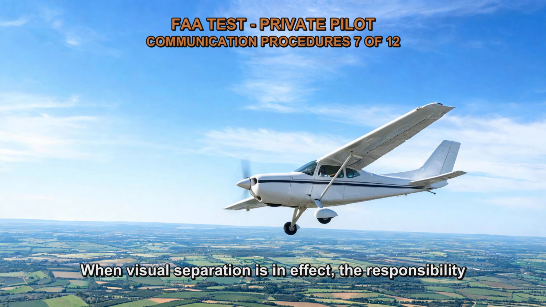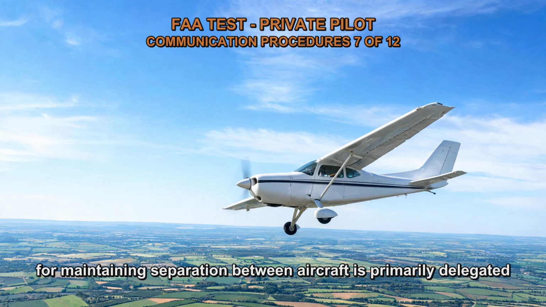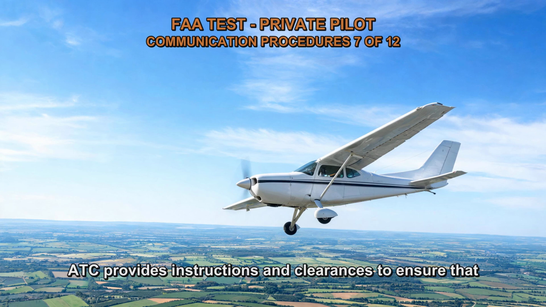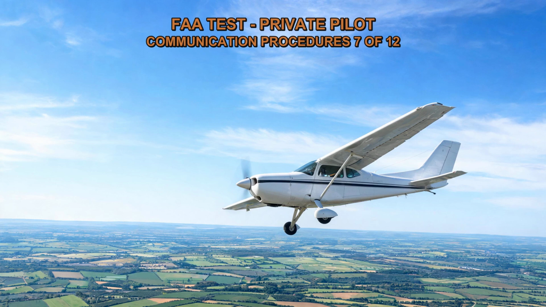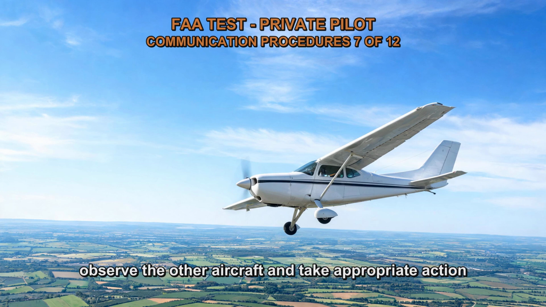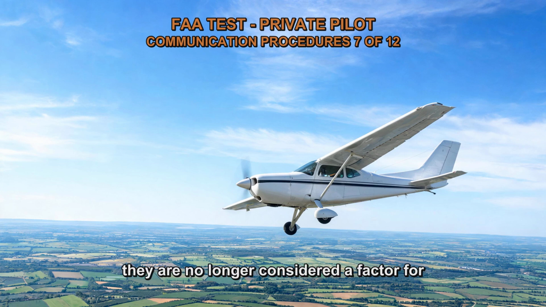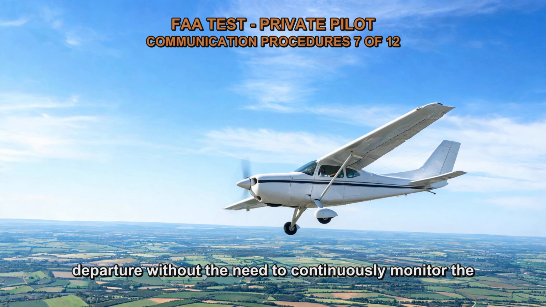When visual separation is in effect, the responsibility for maintaining separation between aircraft is primarily delegated to the pilots. ATC provides instructions and clearances to ensure that aircraft maintain a safe distance from each other, but it is the pilot's responsibility to visually observe the other aircraft and take appropriate action if necessary. Once the other aircraft turns away or is on a diverging course, it indicates that there is sufficient separation between the two aircraft, and they are no longer considered a factor for separation purposes. At this point, the pilot can continue the departure without the need to continuously monitor the other aircraft.